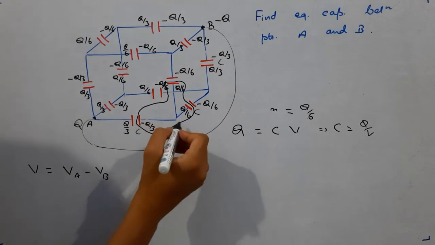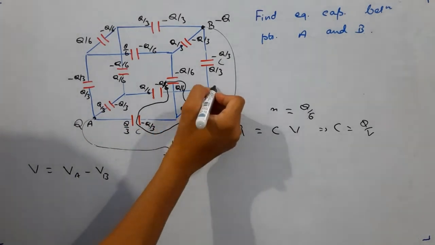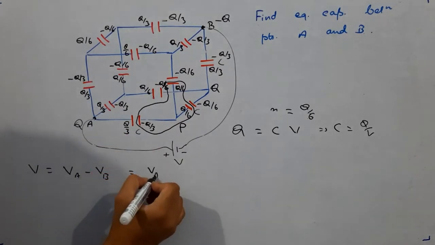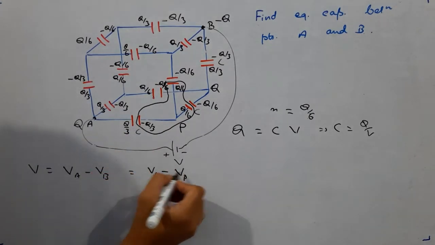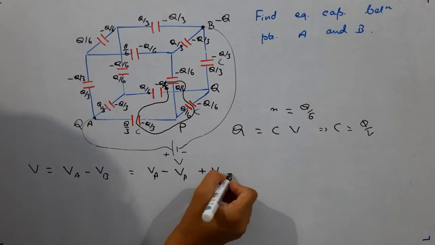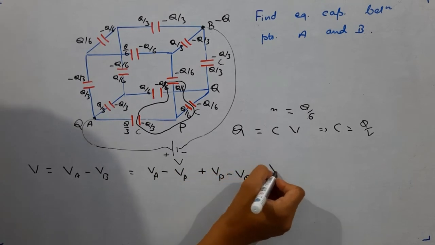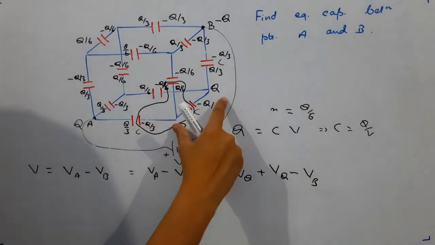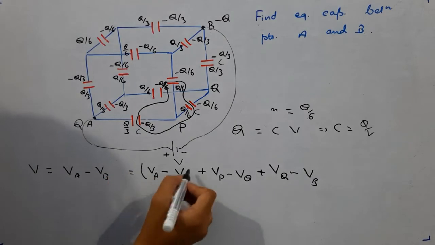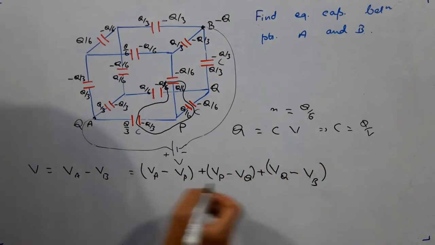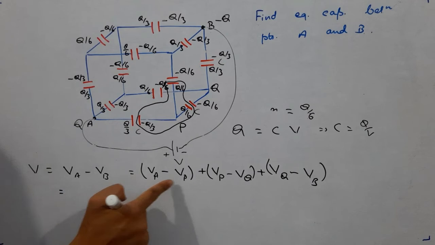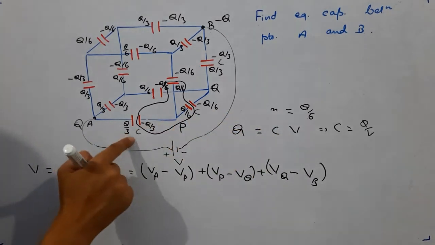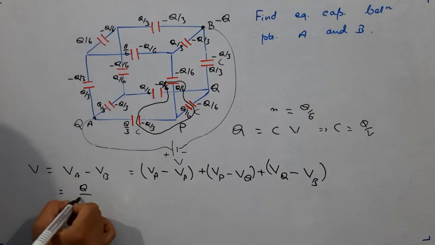And just like previous method, let me name this point as P, this point as Q. VA minus VB can be written as VA minus VP plus VP minus VQ plus VQ minus VB. This potential difference, this potential difference, this potential difference, and we'll segregate these three terms. So let's see what do we get. VA minus VP will be how much? See, V is Q upon C. So what is corresponding charge? Q upon 3.